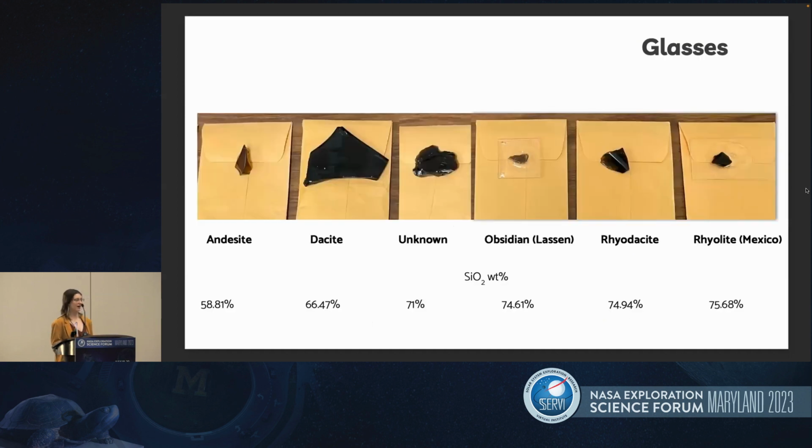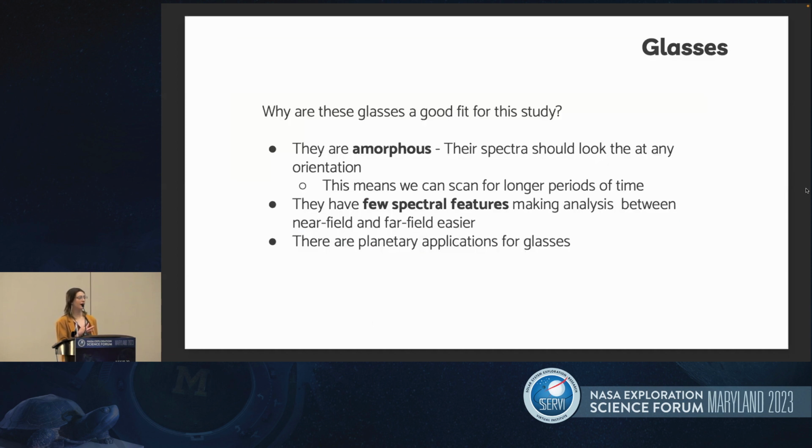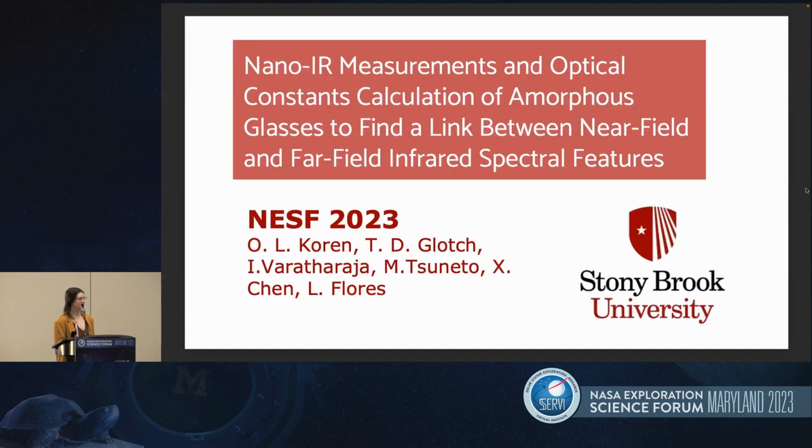So these are our samples that we use for this particular research. We have 6 glass samples with varying silica weight percent. And we chose glasses because they are amorphous, so we don't have to worry about orientation effects. And they have very few spectral features, so comparisons in the near field and the far field are fairly easy. There are also lots of planetary applications for glasses, including lunar glasses, glass chondrules, volcanic glasses, etc.